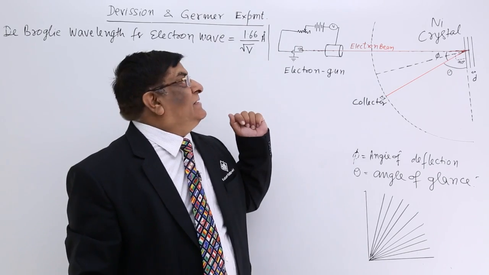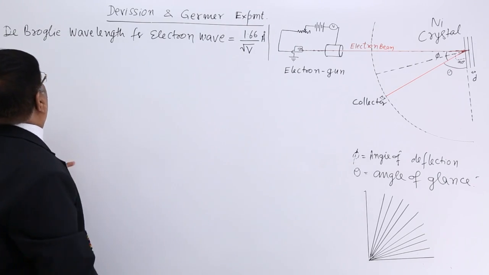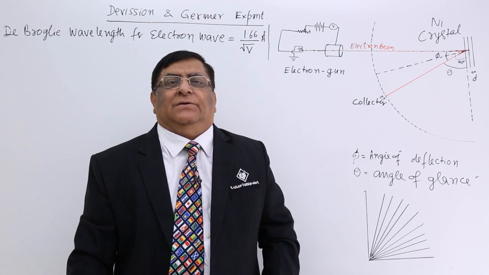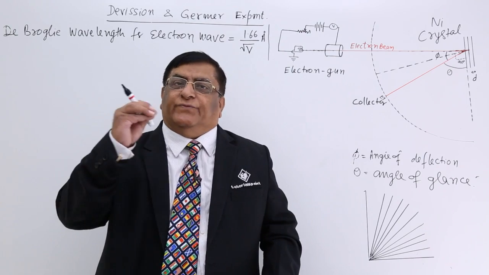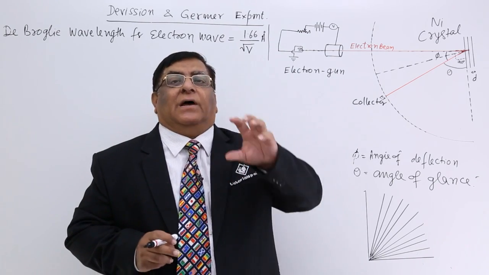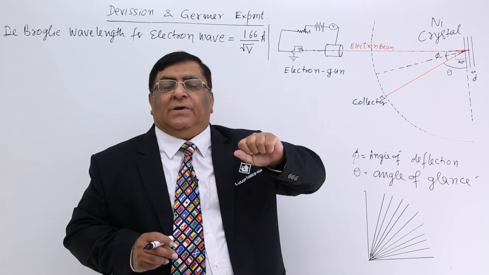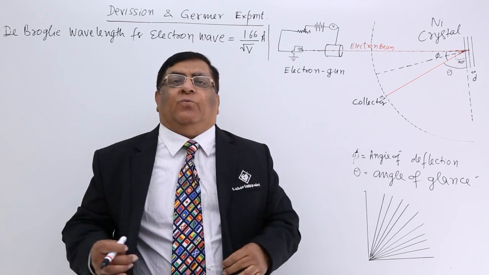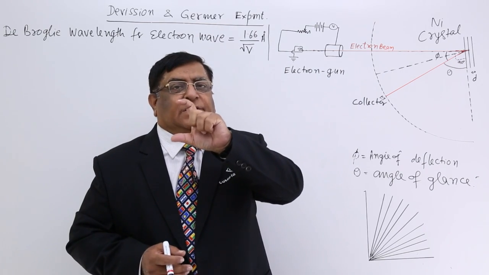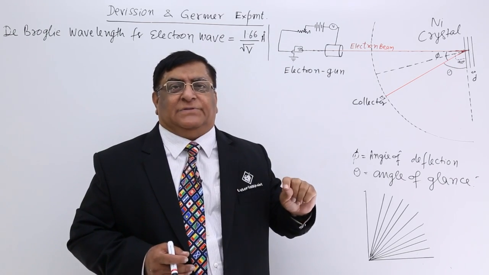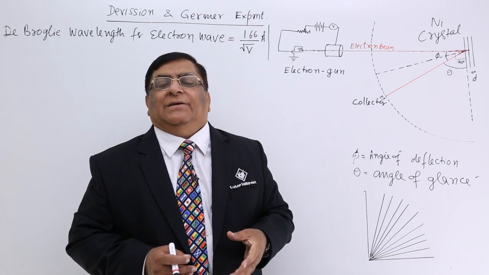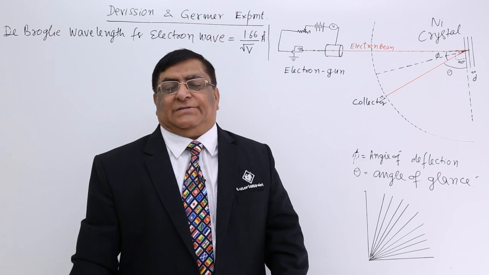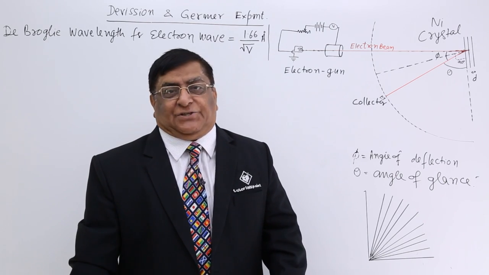Davisson and Germer experiment. This was in support of De Broglie's theory. De Broglie said that electrons, when they move, are enclosed by a matter wave, and its motion follows the rules of wave motion. And when something is moving in the form of waves, like light, then it should be able to make fringes due to interference and fringes due to diffraction.